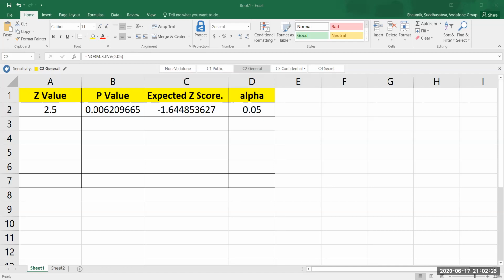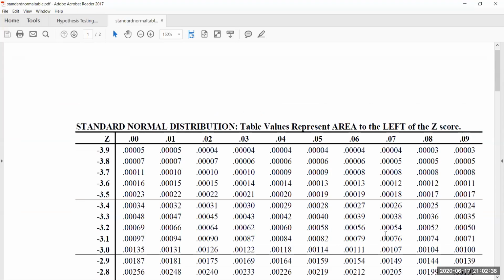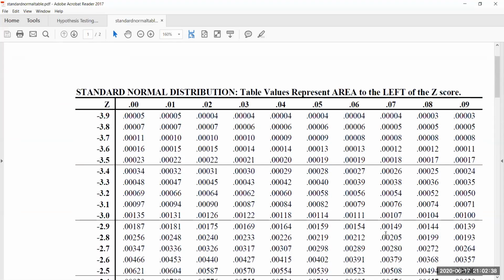And to solve that, because Z has no scale, I will need to use a Z table. I don't know whether you have already seen this table anywhere, so let me share this. So this is what a Z table looks like.